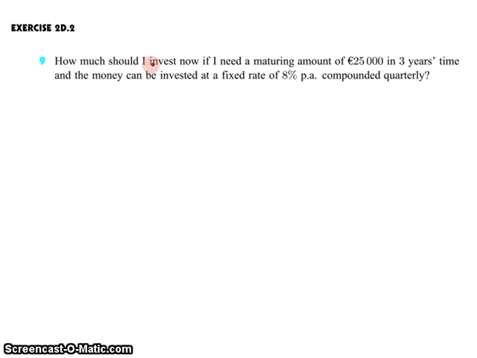I want to know how much I should invest now if I need 25,000 euros 3 years from now. The money that I'm going to invest is invested at a fixed rate of 8% per annum that's compounded quarterly. So the investment earns 8% per year, but the compounding is every quarter. There are 4 quarters per year, which means in 3 years, we're going to have 12 compounding periods.